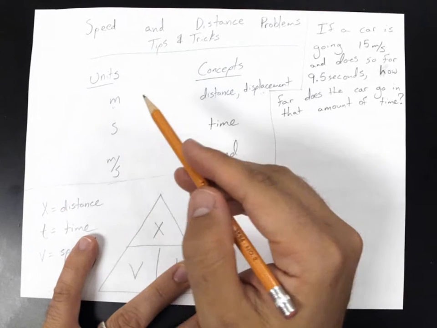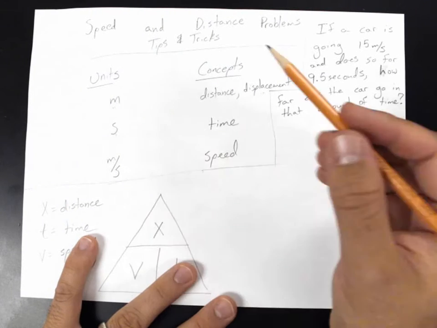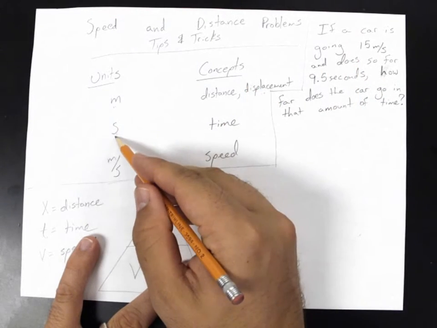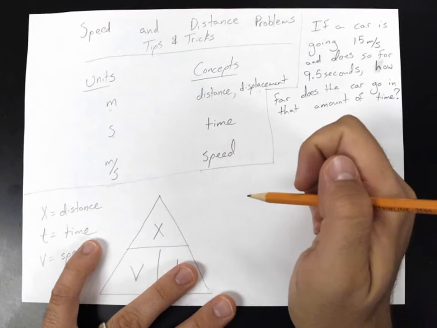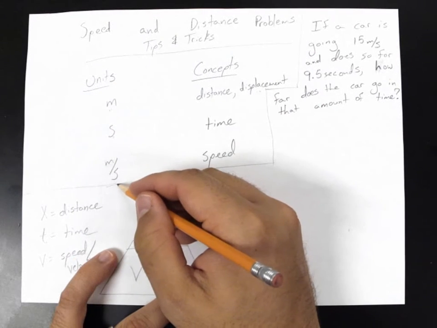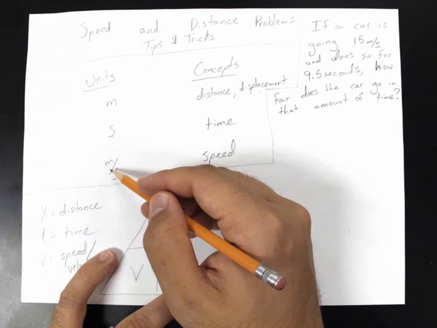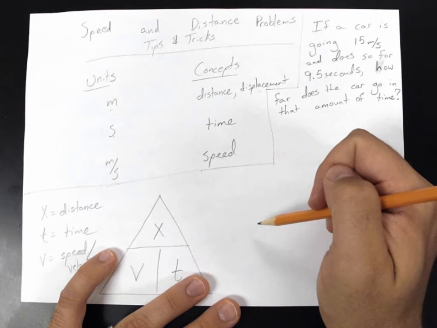Okay, next. S, seconds, is a measure of time. Not trying to insult your intelligence, just trying to make sure that we're all on the same page. Seconds is a measure of time, as you would expect. Now, finally, meters per second, m over s. It's kind of like miles per hour. It's a distance over a time, right? So distance over time is a measure of speed.